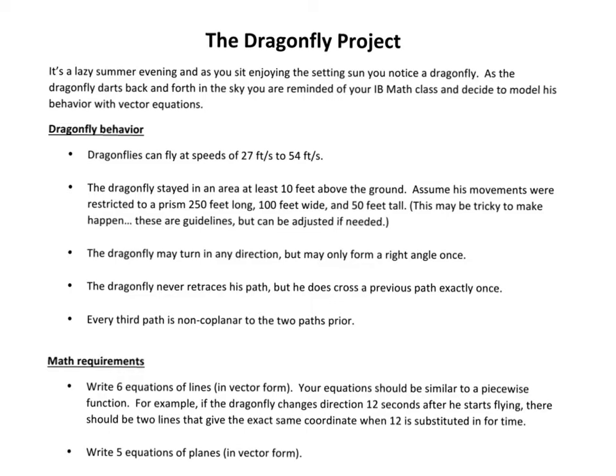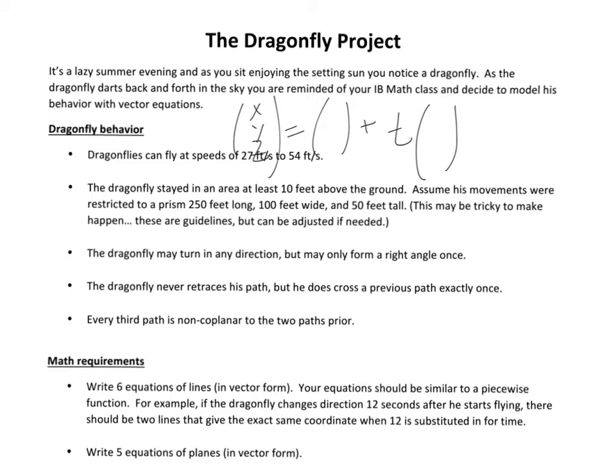And what this tells you is that since they can fly at that speed, your direction vector has to have a magnitude somewhere between that. Okay, so if you remember back, you have your equation x, y, z equals a position vector, whatever that is, plus t times your direction vector. The magnitude of the direction vector, this part right through here, would need to be between 27 and 54. Also, okay, let me keep going.